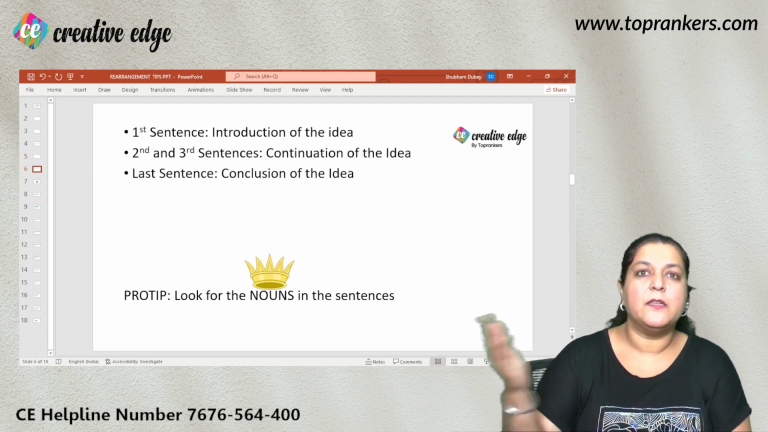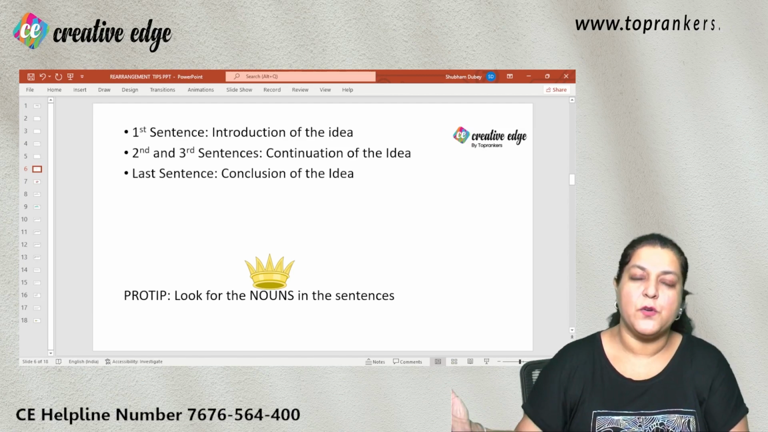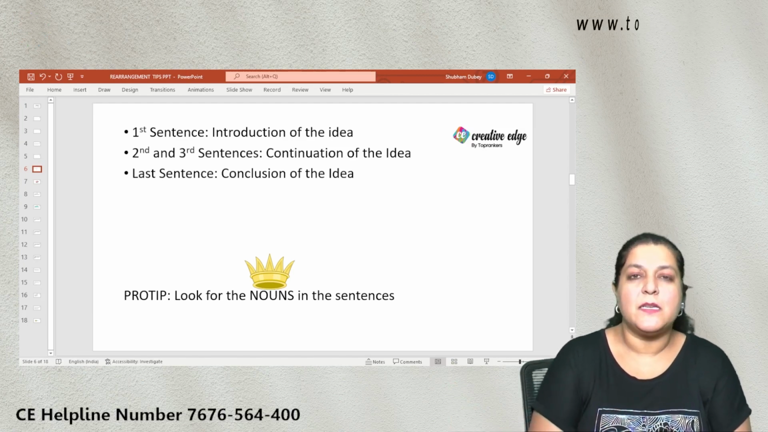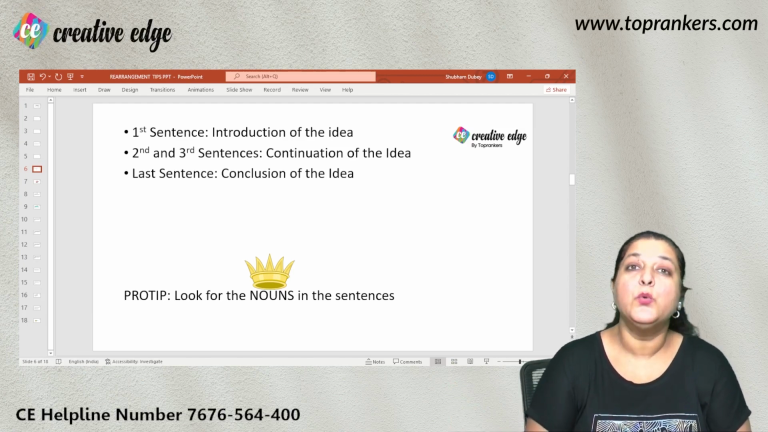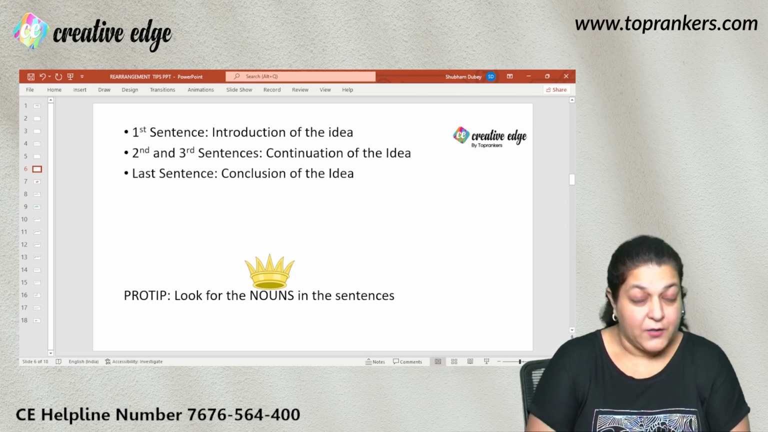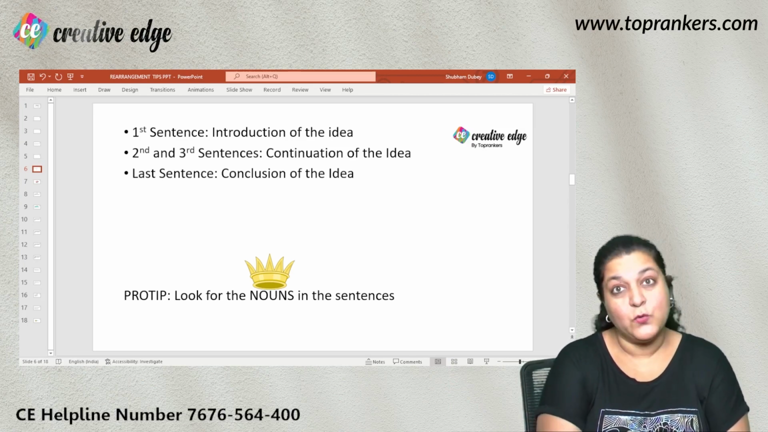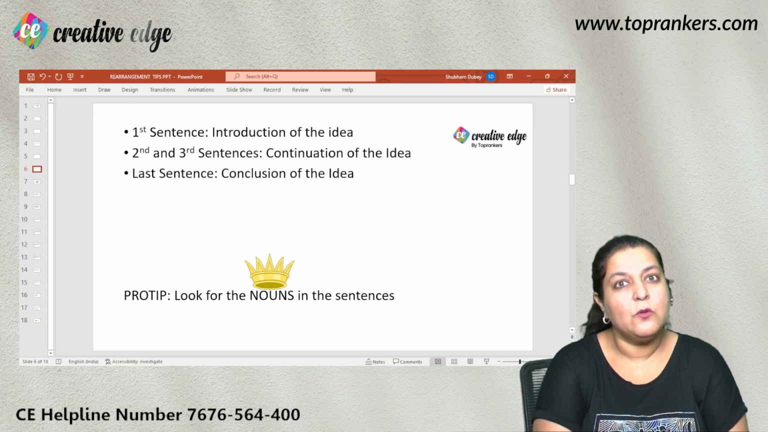The second and the third sentences will be your continuation of the idea, and your last sentence is most probably going to be the conclusion of the idea. Do remember that the nouns will be the heroes. So look out for the nouns in the sentences.